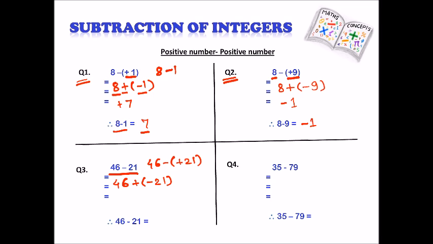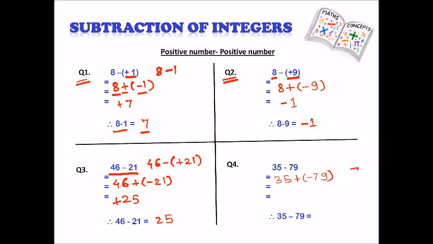Difference of absolute values is 25, and I give plus sign to the answer because 46 has higher absolute value. Okay, last example, 35 minus 79. I can write it as 35 plus minus 79. Okay, I've converted it to addition problem.